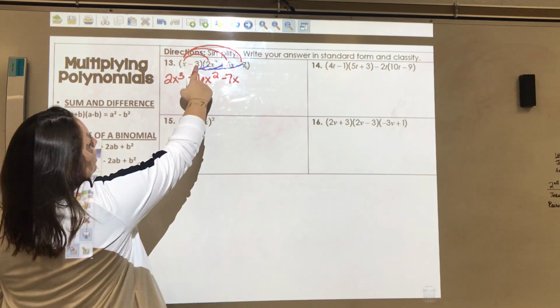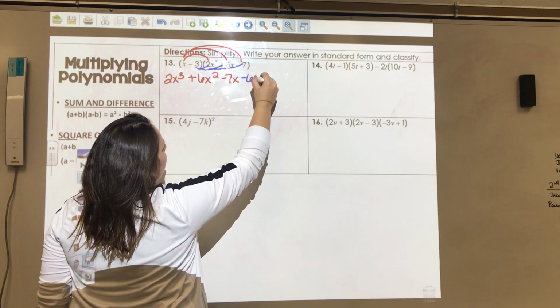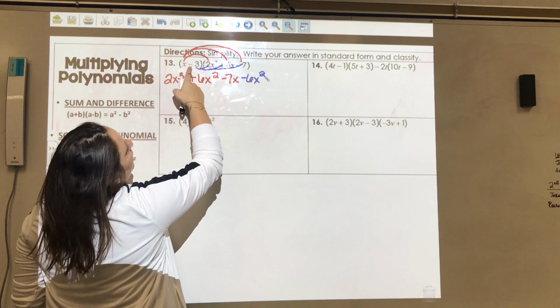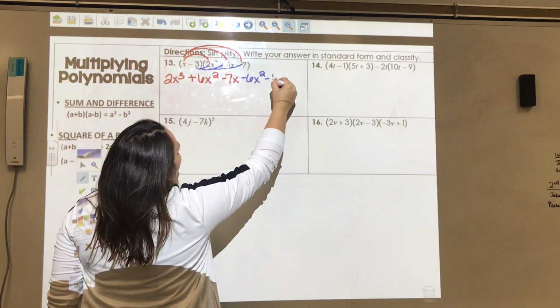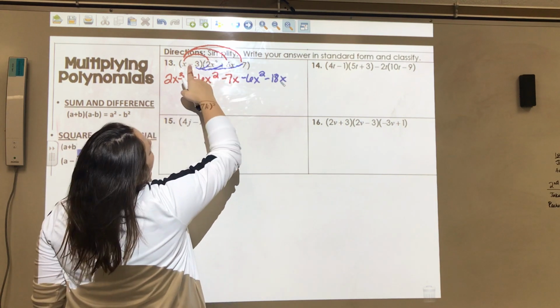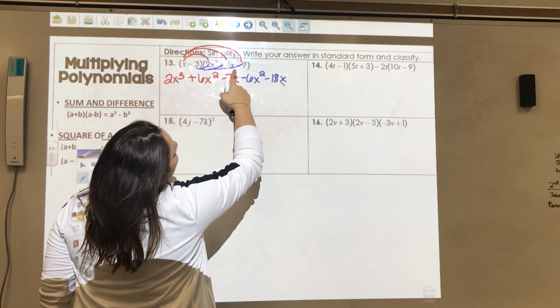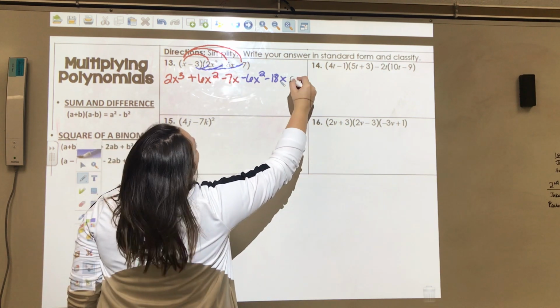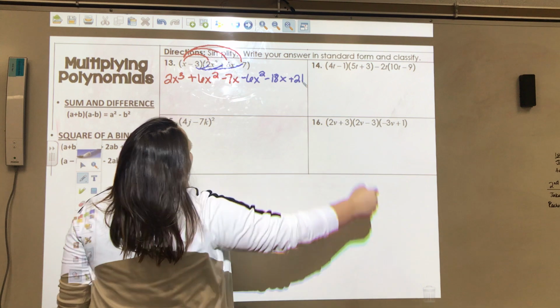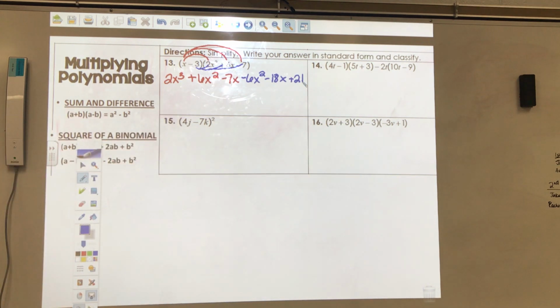All right, negative 3 times 2x squared is a negative 6x squared. Negative 3 times 6x is a negative 18x. Negative 3 times, was that a negative? Negative 7 is a positive 21. Okay, we need to simplify.